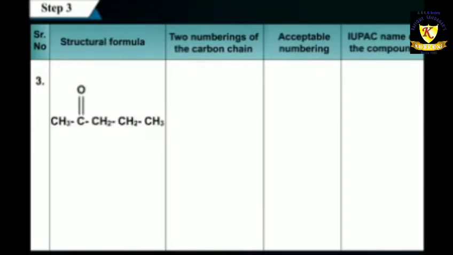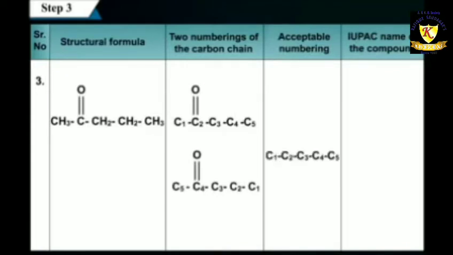Next structural formula is CH3C double bond O CH2 CH2 CH3. Two numberings of the carbon chain are shown, and the acceptable numbering gives the IUPAC name of the compound as pentan-2-one.